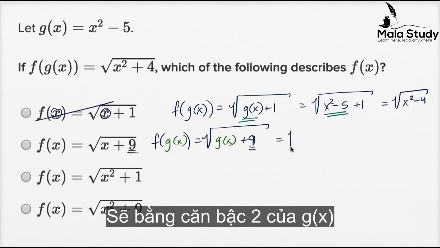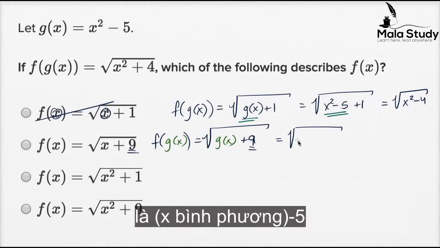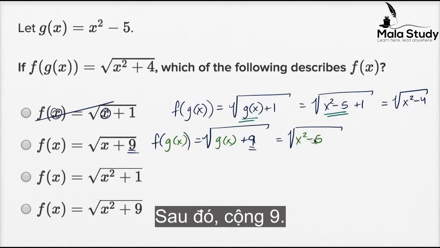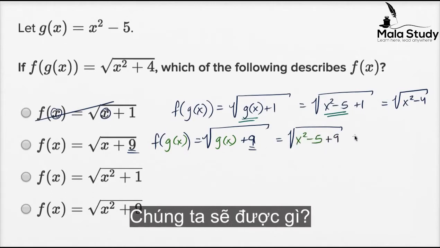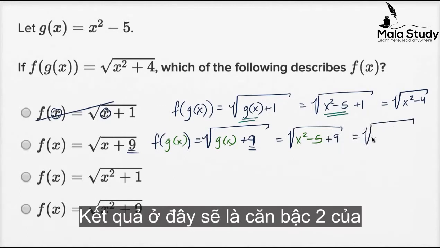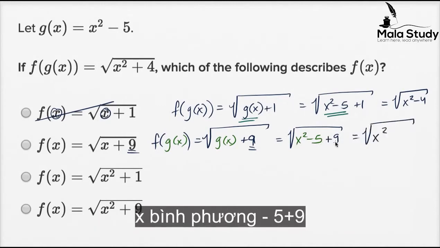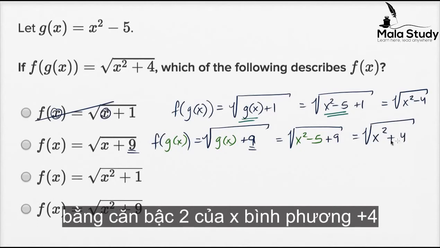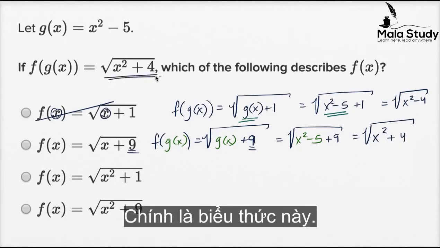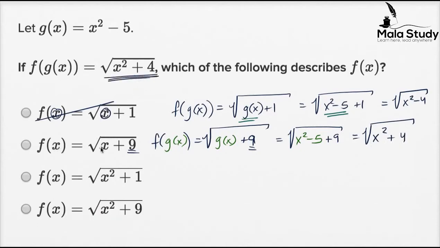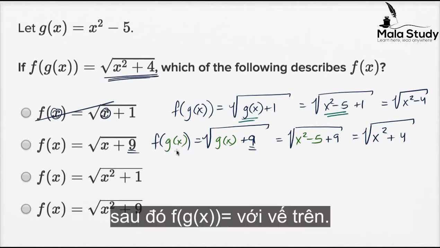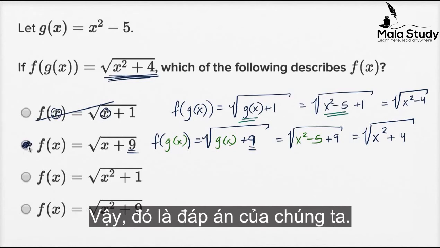And this is going to be equal to the square root of g of x, which is x squared minus 5, and then you're going to add 9. Well, what does that give us? That gives us the square root of x squared minus 5 plus 9. That's going to be plus 4, which is exactly what you have right over here. So if f of x is equal to the square root of x plus 9, then f of g of x is going to be this. So that's our choice right over there.